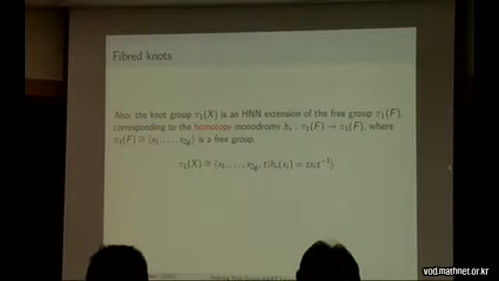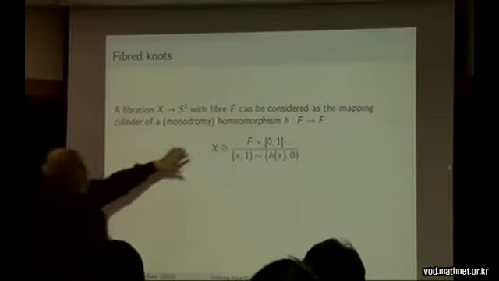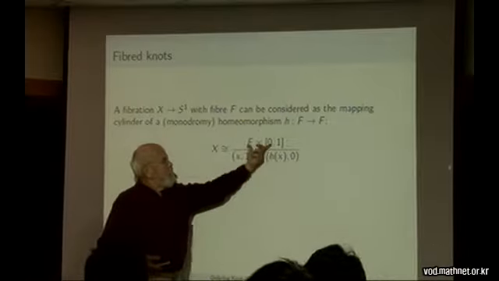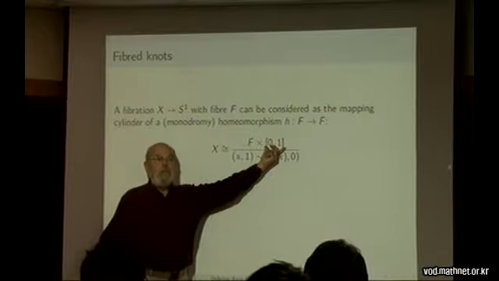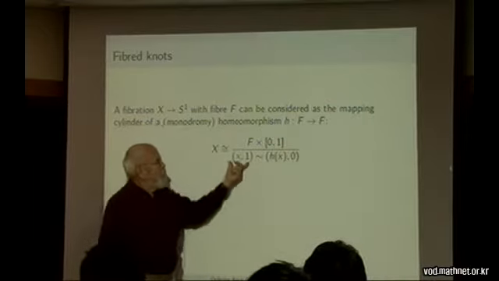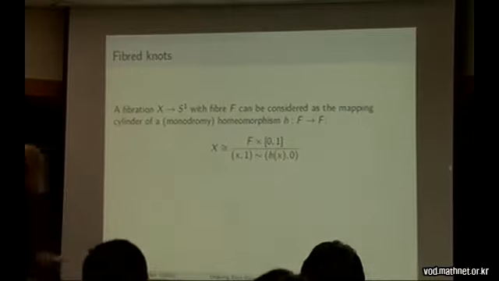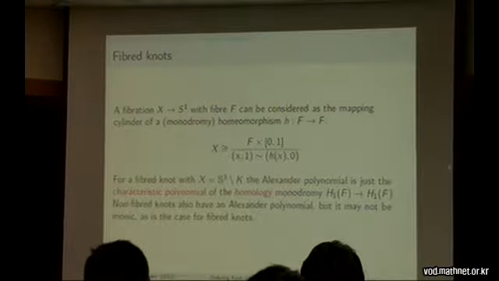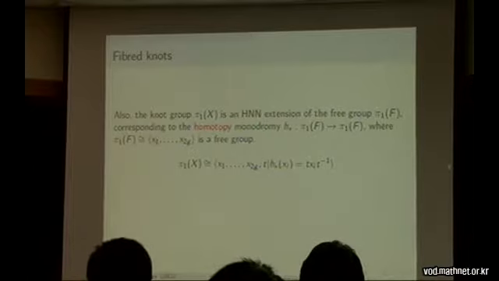Also, the group of a fibered knot can be thought of from this equation. You can think of it as the group of F. If you multiply with an interval, it still has the same fundamental group, but then we are gluing the top and bottom together, and that's reflected algebraically by what's called an HNN extension, Higman, Neumann, Neumann.